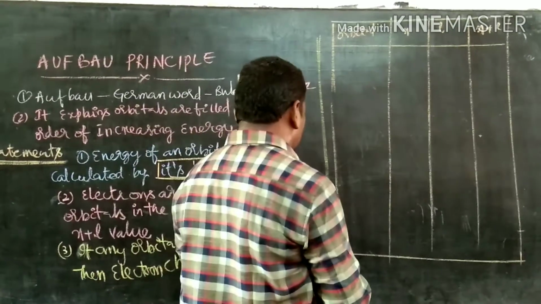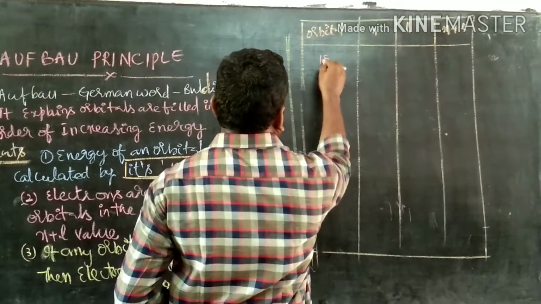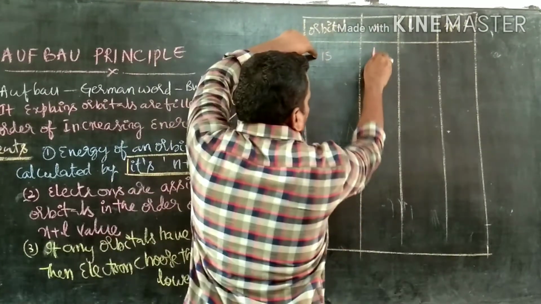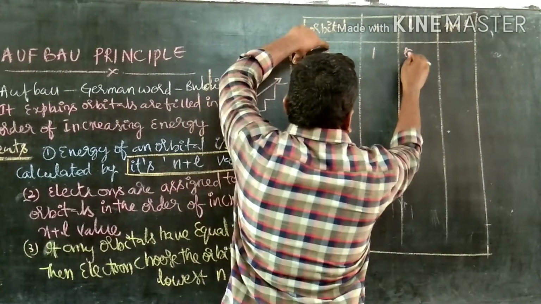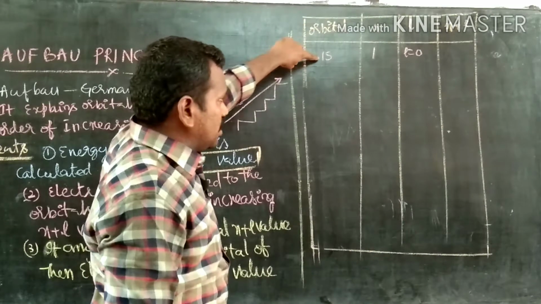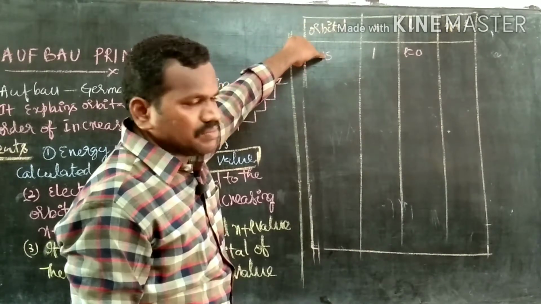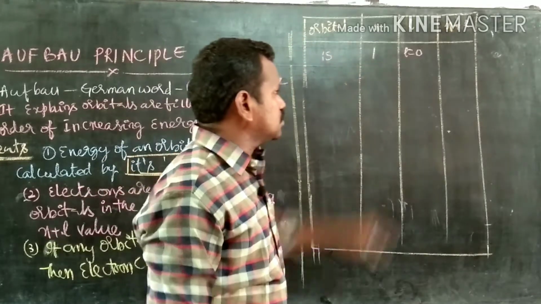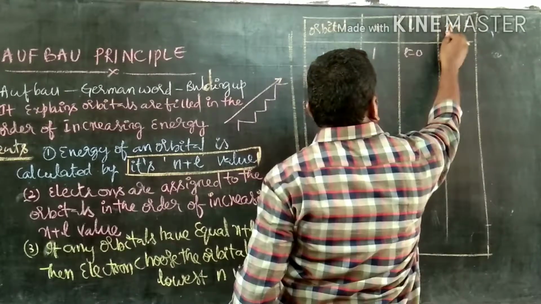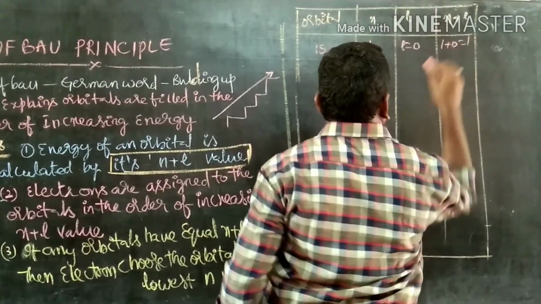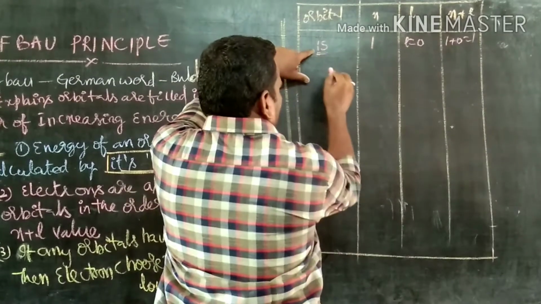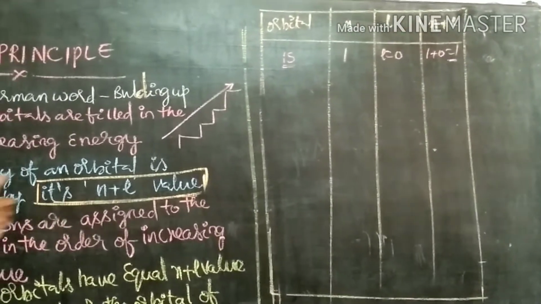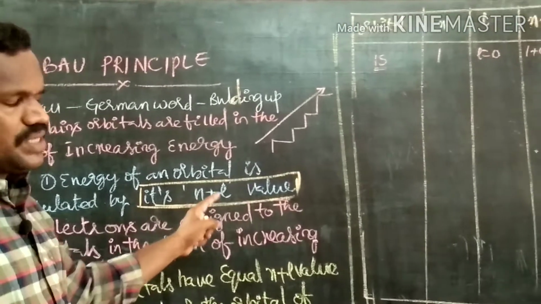Let us come to the first orbital, that is 1s. Here, the principal quantum number n is 1. For s, the angular momentum quantum number l is equal to 0. Next, n plus l, that is 1 plus 0, equals 1. That means the energy of the 1s orbital is 1 quanta. Here, the energy of an orbital is calculated by its n plus l value.